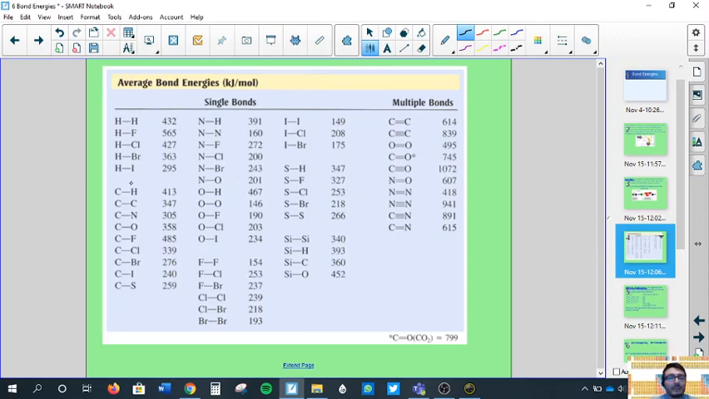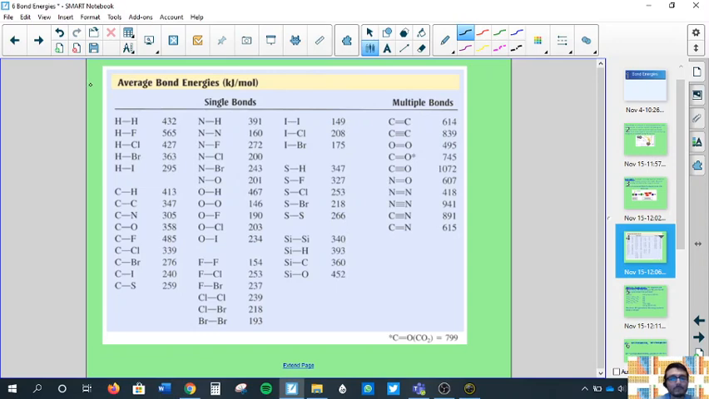Also, the type of bonds. All to the left are your single bonds, and all to the right over here are your multiple bonds. Between carbon and carbon, a single bond is 347 kilojoules per mole. But for a carbon-carbon double bond, 614 kilojoules per mole is required to break that bond.